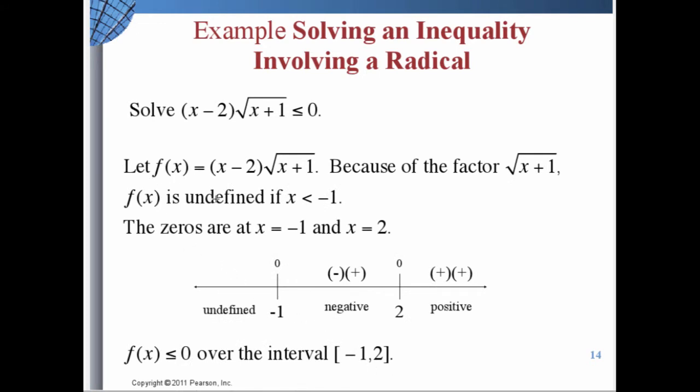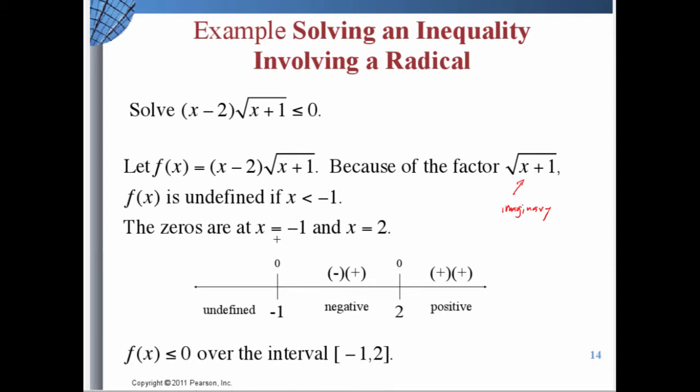Alright, so we'll let f of x equal the quantity x minus 2 times the square root of the quantity x plus 1. And because of the factor square root of the quantity x plus 1, f of x is undefined where x is less than negative 1. That's true because if x were less than negative 1, then this would have a negative value, so we would have imaginary solutions. All right. So we're looking for real number solutions.